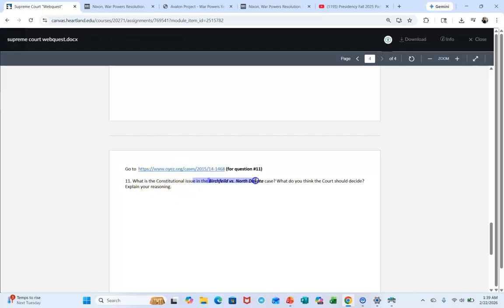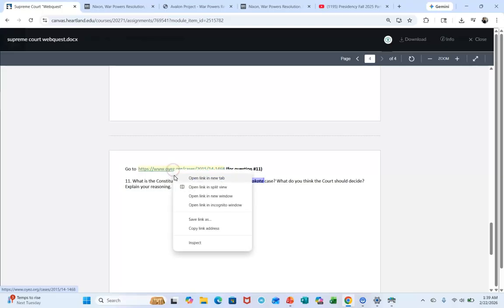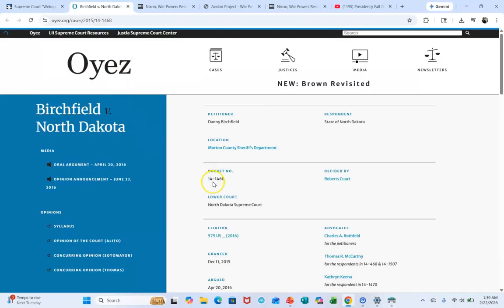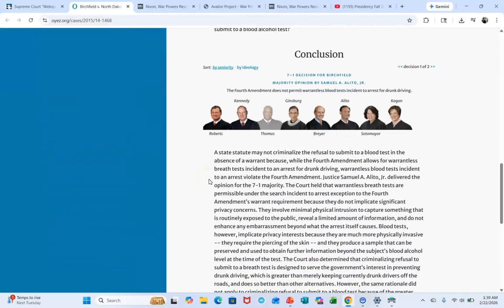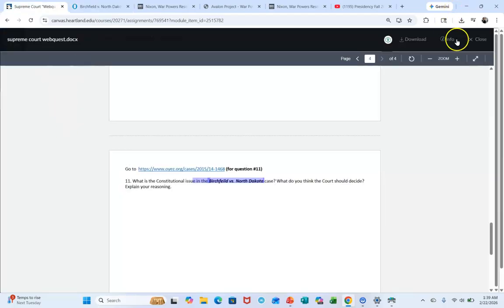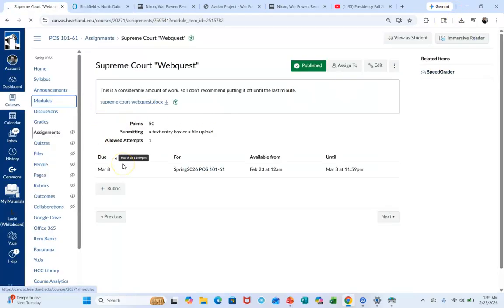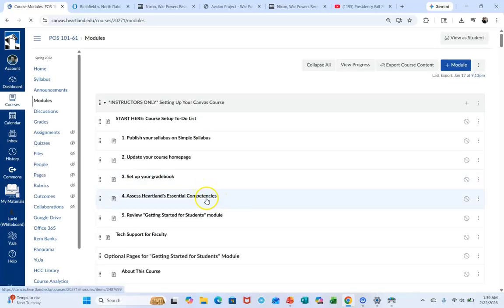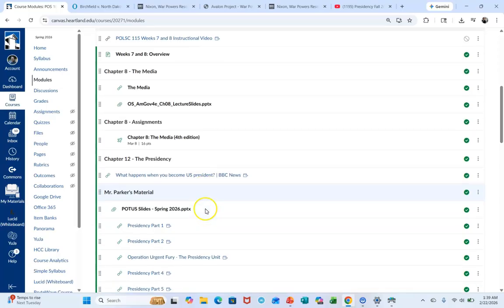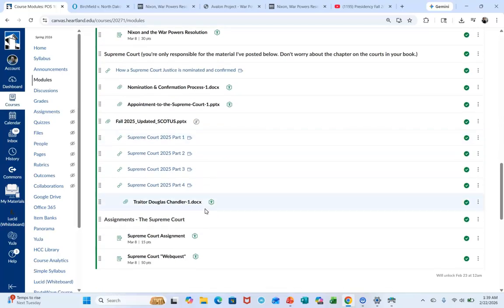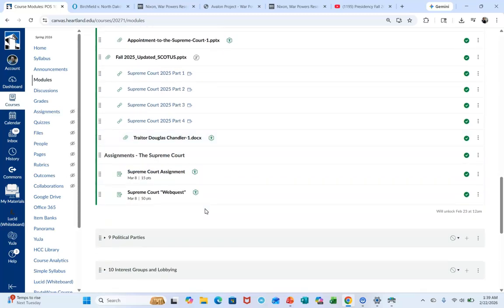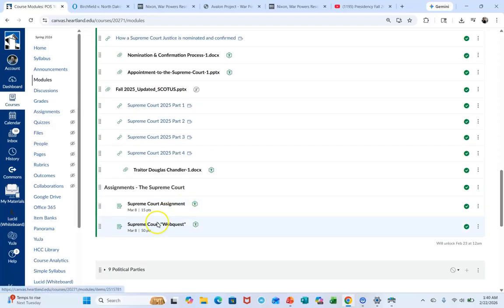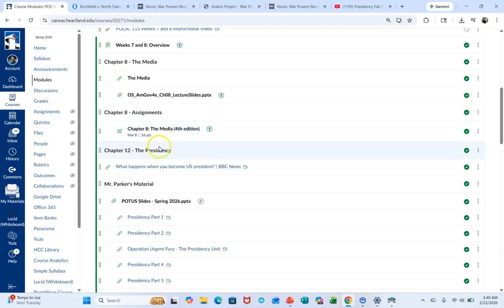What is the constitutional issue in Birchfield versus North Dakota? Okay, that requires you to read the facts of the case, the question, all this. So that should be about it. I say that should be about it. That's a fair bit of work. But again, this is the meat and potatoes of the course that we're getting into here, so it can't be avoided. But again, just to recap, 5 assignments.